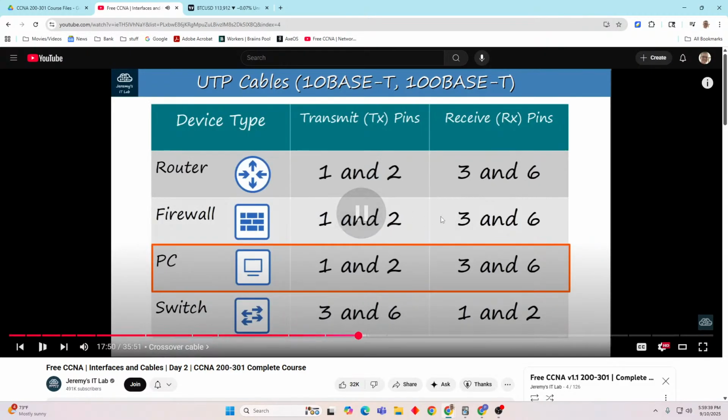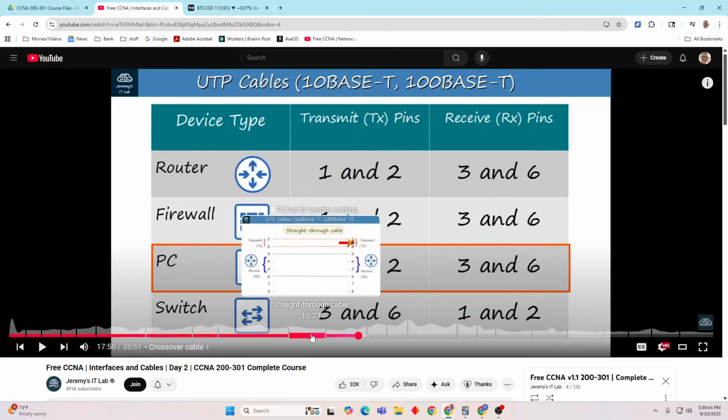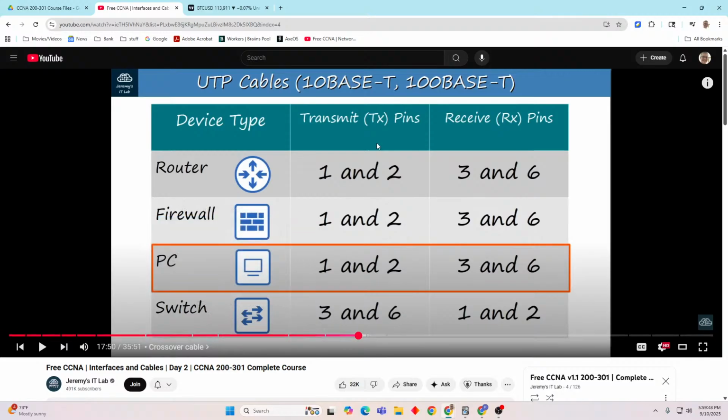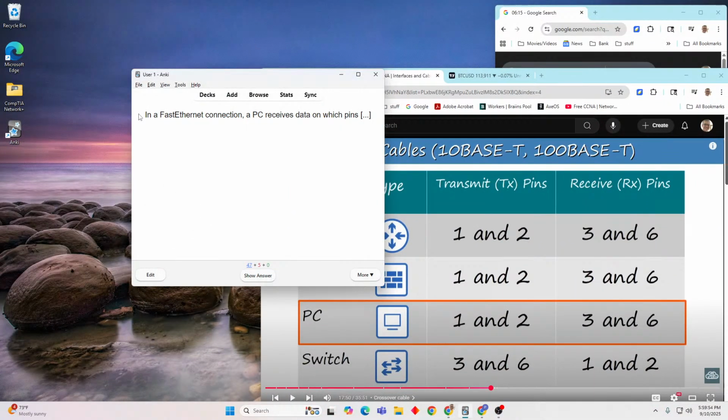Oh, here we go. PCs also, well, this is UTP cables though, so is that fast? Three and 6. Okay, so the answer is, in a fast Ethernet connection, a PC receives data on which pins? 3 and 6.